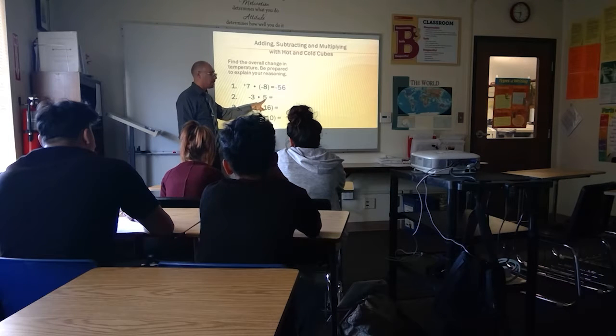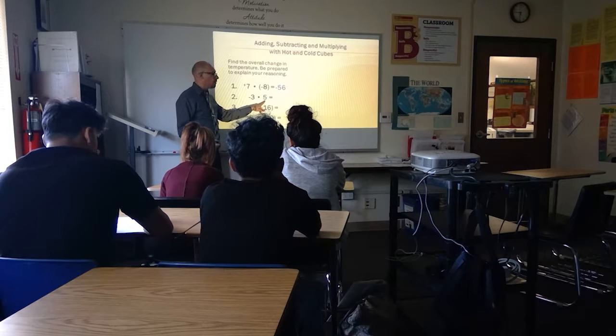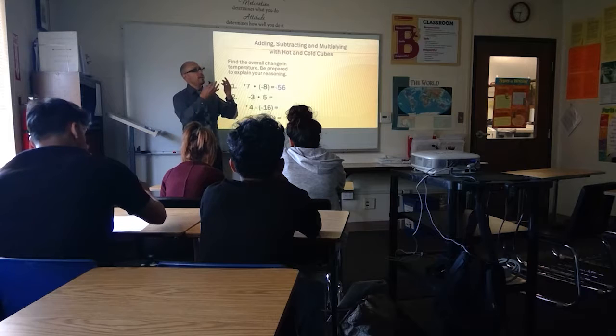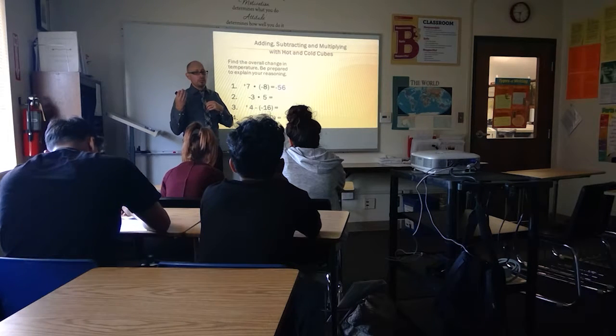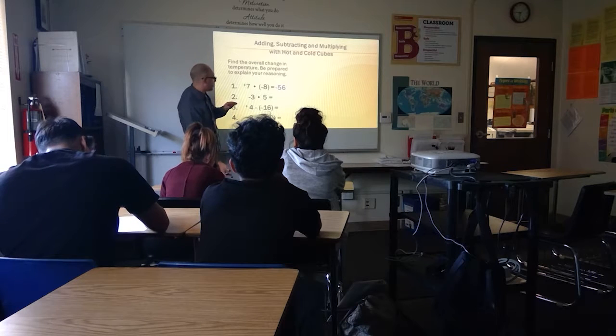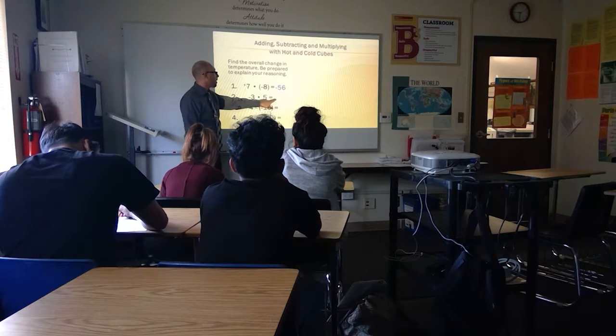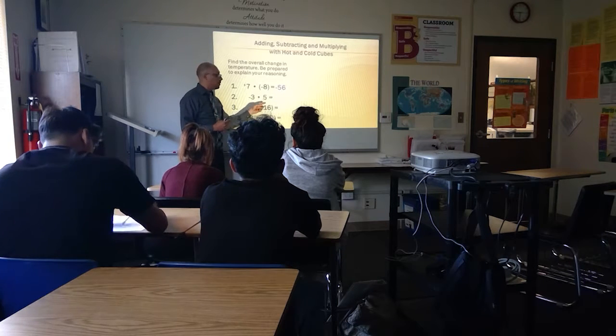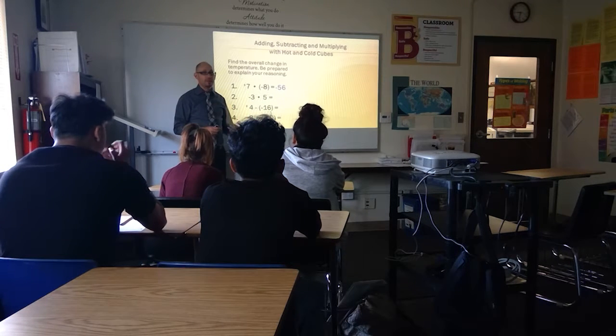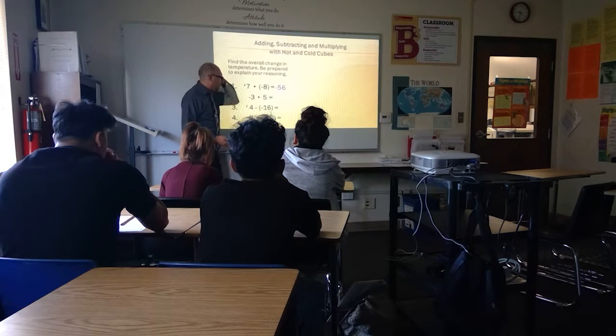Okay, so we know that they're hot, and how many is in each one? 5. So we take away hot cubes, temperature goes down. Okay, temperature goes down when you take away hot cubes. So it's going to be negative, right? But if we have 3 bunches of 5, what's that equal? 15? Oh, whoops. All right.